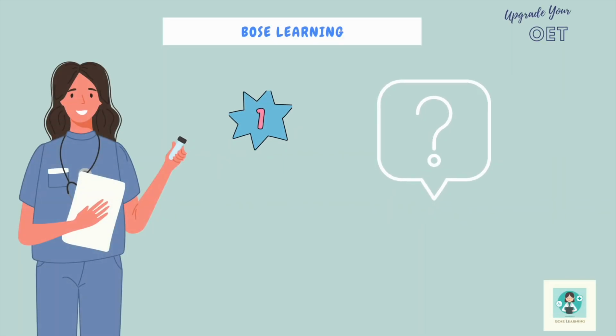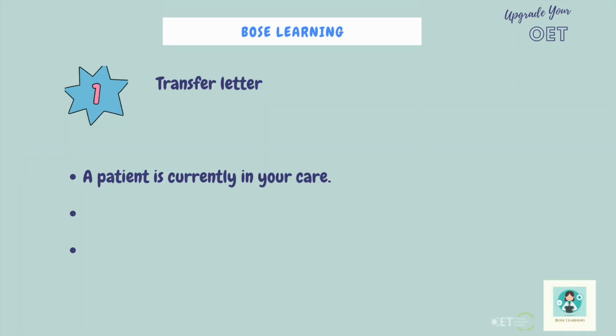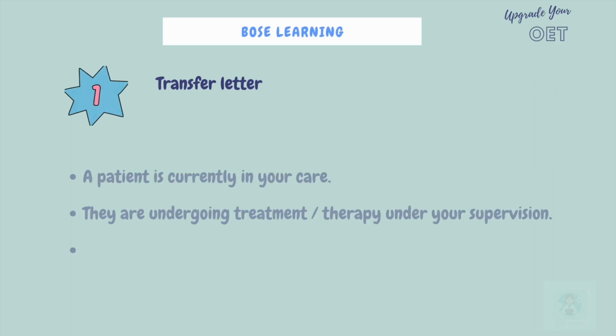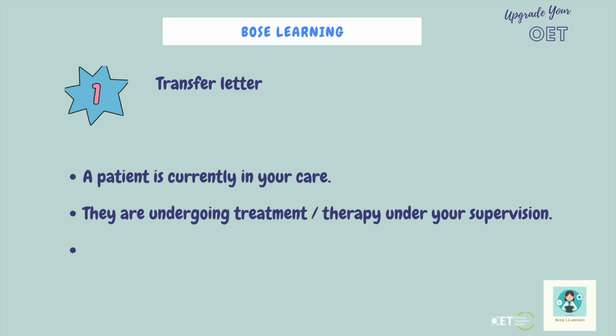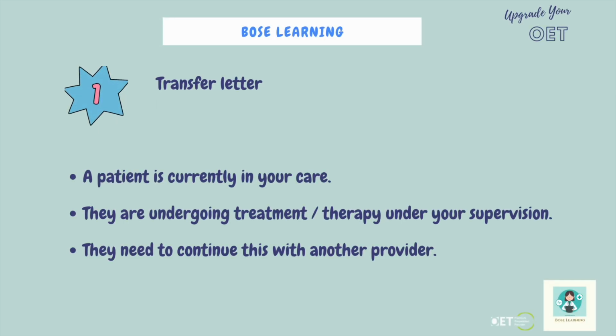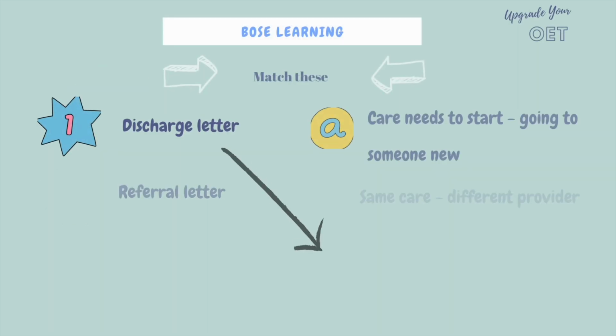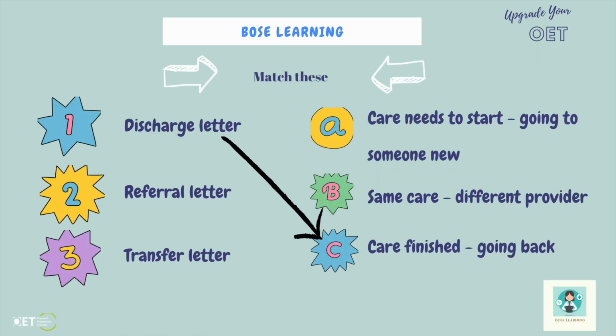Okay then, so what's the first thing we have to think about when we get a letter of transfer? I guess what is a letter of transfer really? So let's try and understand that first of all. So a letter of transfer is used when a patient is currently in your care. They're undergoing treatment or therapy under your supervision, so you're in charge of this patient currently. However, they're going to continue this care, exactly the same level of care, with another provider. This might be because they are transferring to a new city or just a different department.